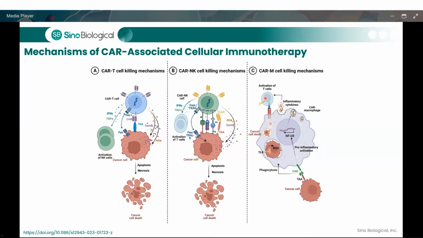And CAR M is another CAR-associated immunotherapy where the macrophage is involved. The binding of a specific tumor-associated antigen with the CAR receptor on the surface of the CAR M can generate the activation signal that mediates tumor phagocytosis. Activation of the transcription factor NF-kappa B and subsequent release of pro-inflammatory cytokines can in turn activate the T cell mediated immune response against the tumor.